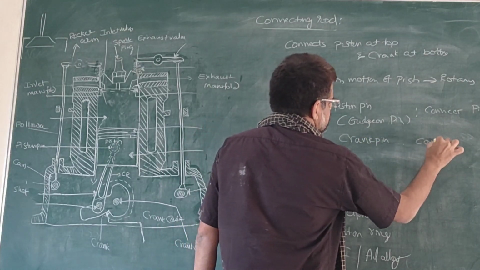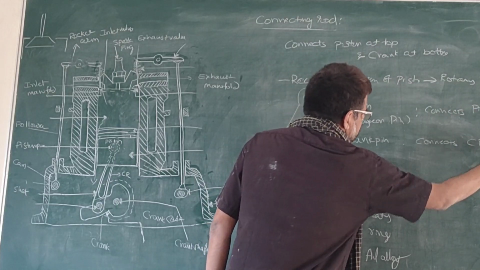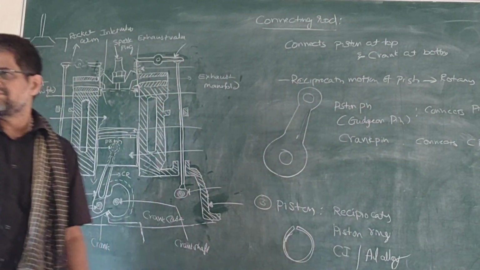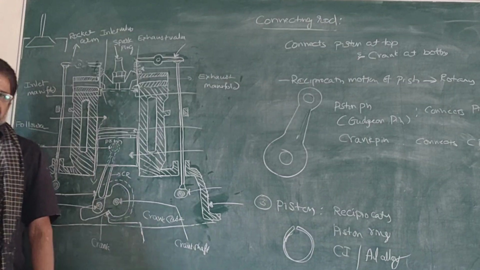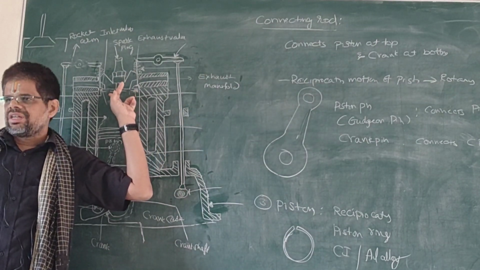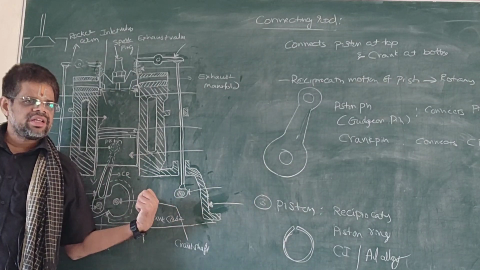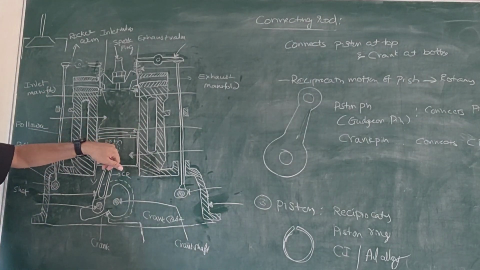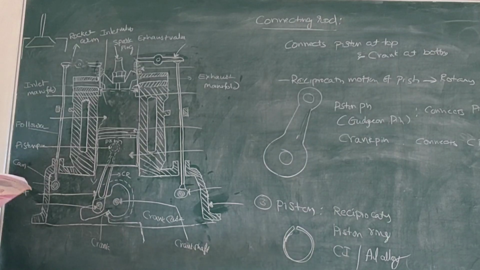So it connects the connecting rod and the crank. Is it clear? There are two pins inserted into the connecting rod. One is inserted at the small end to join the piston, and the other is inserted at the big end to join with the crank. This one is called the piston pin or gudgeon pin, and this one is called the crank pin.